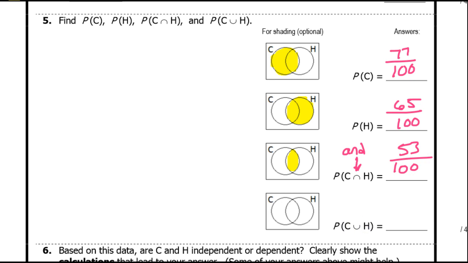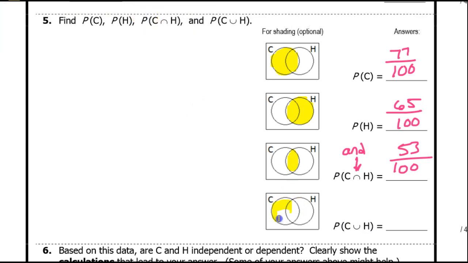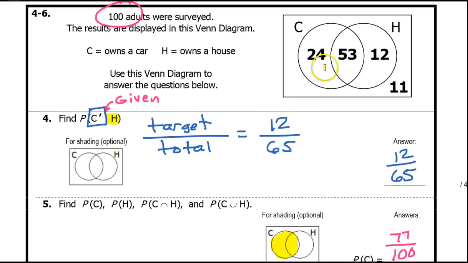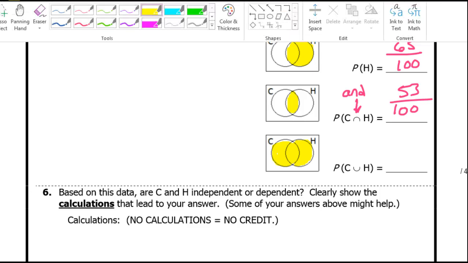Now C or H, this is all of both, so we know we're talking about this part of the Venn diagram. Okay, so that's going to be all three of these numbers, everything except for 11. In fact, it's probably easier to subtract 11, which is 100 minus 11 is 89. So if you add these up, I'm sure that's going to be 89. So that tells you that the probability is going to be 89 out of 100.